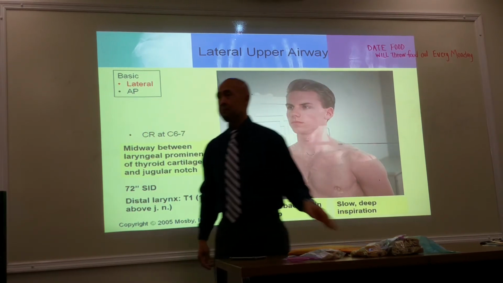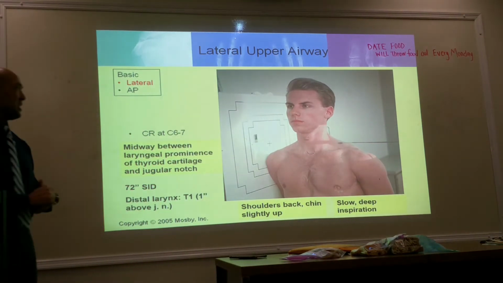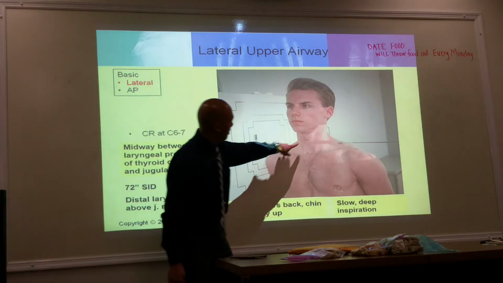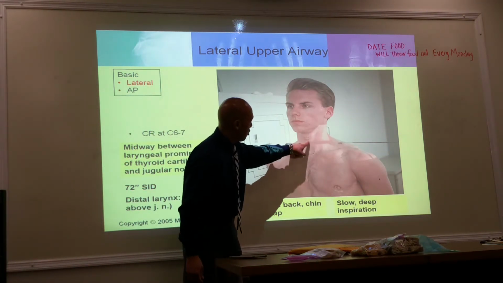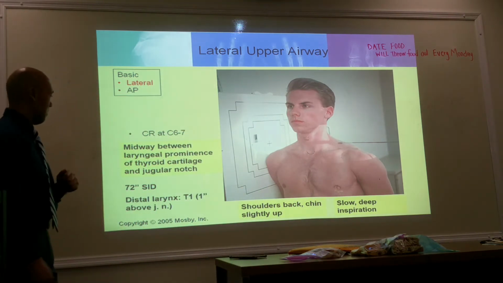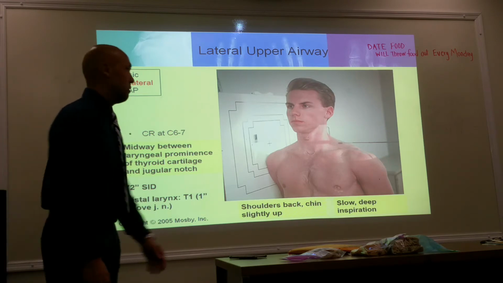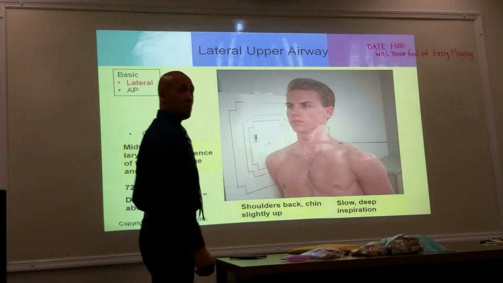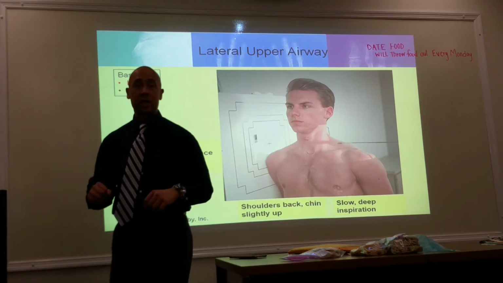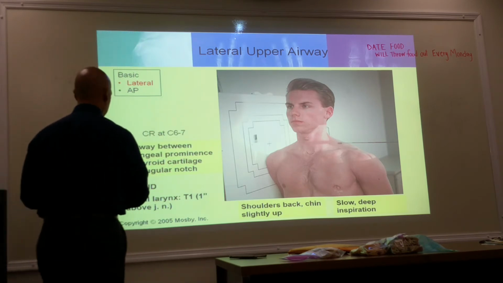Again, upper airway: your central ray is going to be directed at the level of C6-7, which is midway between the laryngeal prominence, your Adam's apple, and your jugular or sternal notch. 72 inches. Why 72 inches? Because of the OID. Look at the neck versus the image receptor. You have a huge gap in between. So 72 inches will be appropriate for your SID.